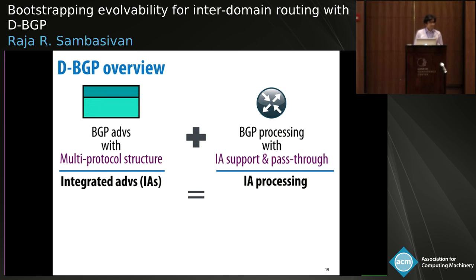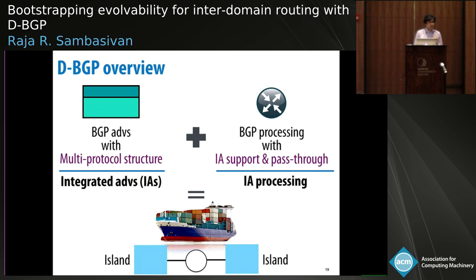D-BGP is an extended version of BGP that incorporates both evolvability features. Its integrated advertisements, or IAs, extend BGP's advertisements with the multi-protocol data structure. Its processing for IAs extends BGP's processing to provide pluggable support for multiple inter-domain routing protocols, and it also provides pass-through support for all protocols on the paths chosen by individual ASs and islands. With the evolvability features integrated, D-BGP's advertisements become shared containers that can carry multiple inter-domain routing protocols. These containers are carried across gulfs by the path selection decisions of the ASs within them.